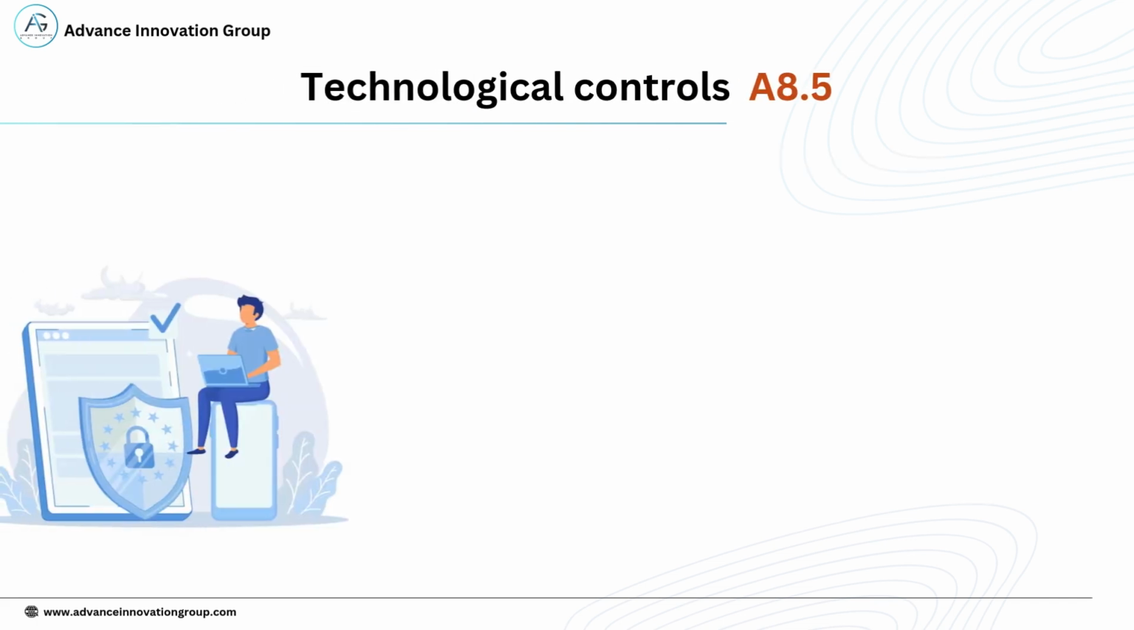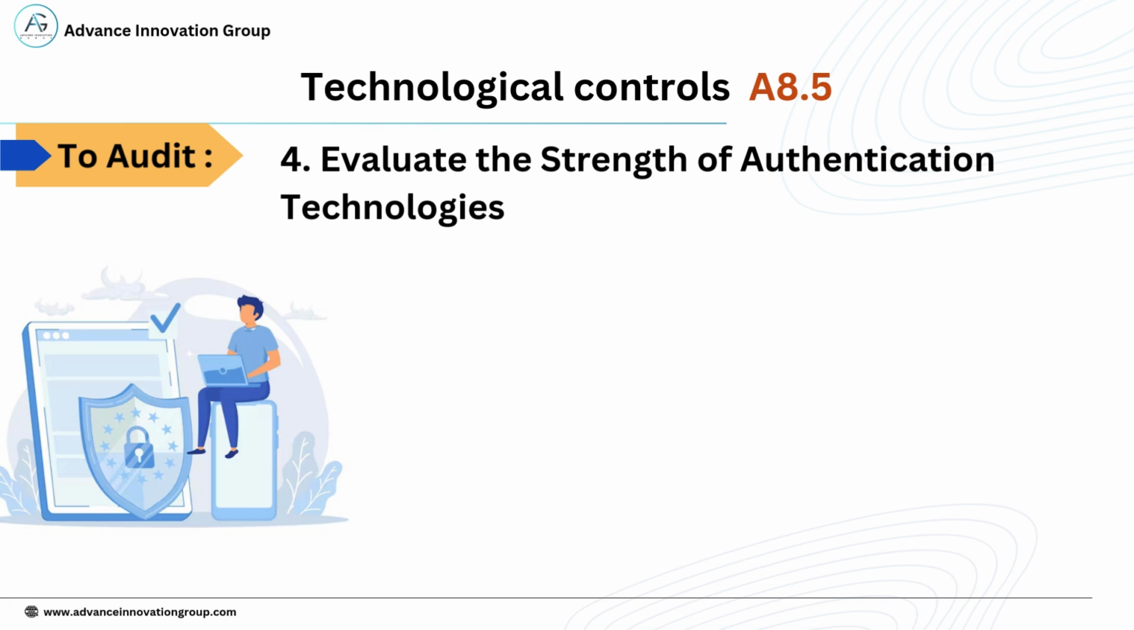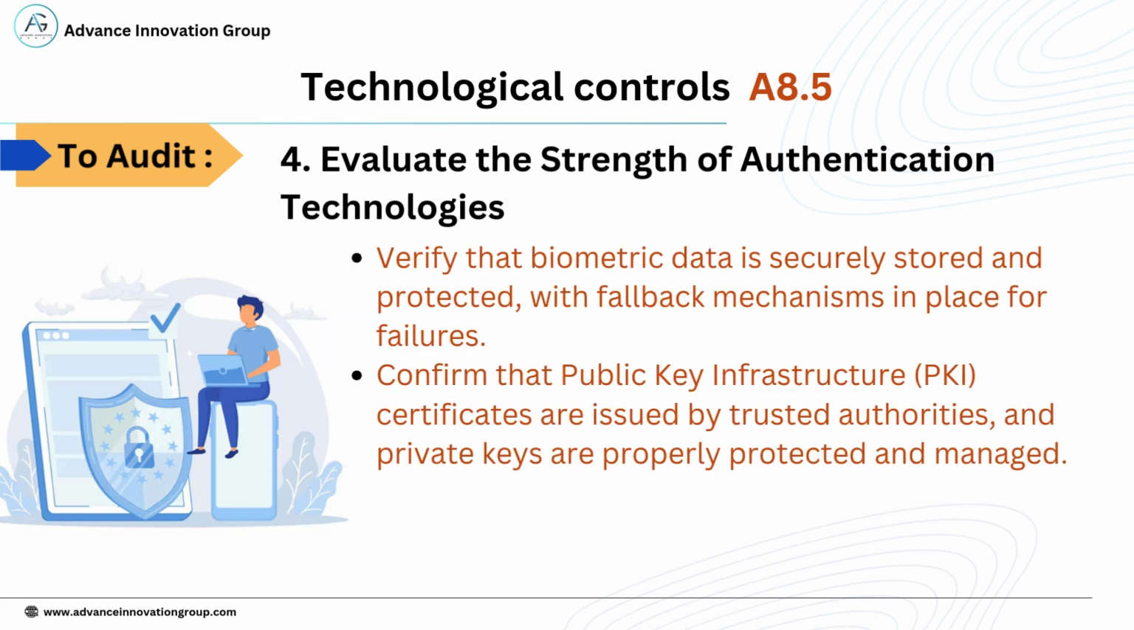Technological controls A 8.5. To audit 4. Evaluate the strength of authentication technologies. Verify that biometric data is securely stored and protected, with fallback mechanisms in place for failures. Confirm that public key infrastructure, PKI, certificates are issued by trusted authorities, and private keys are properly protected and managed.